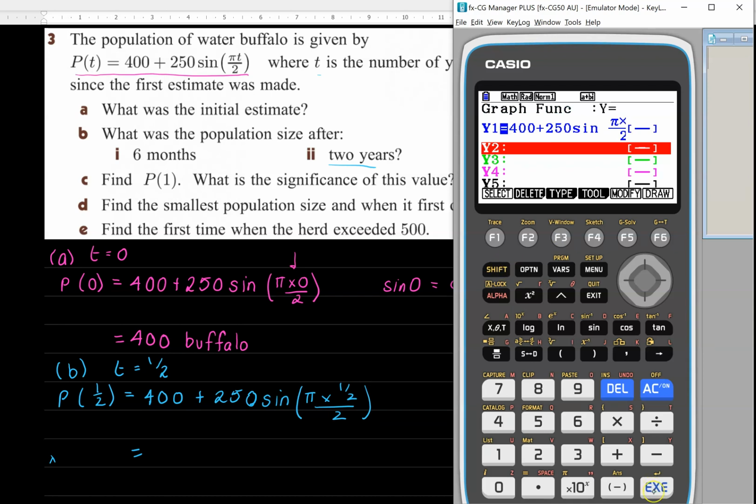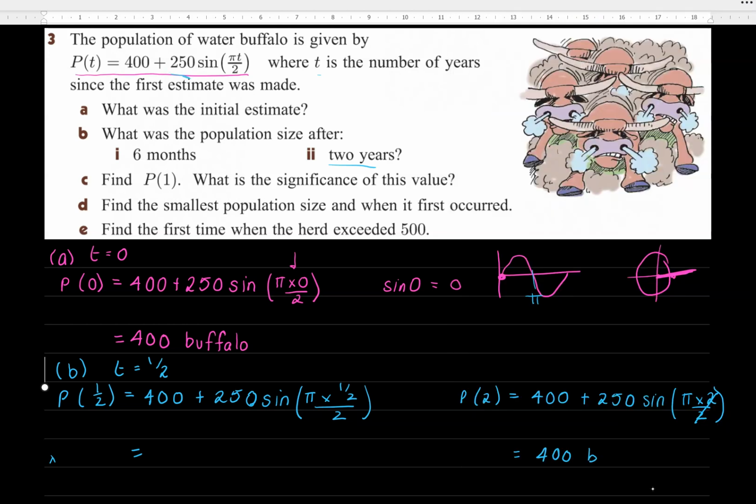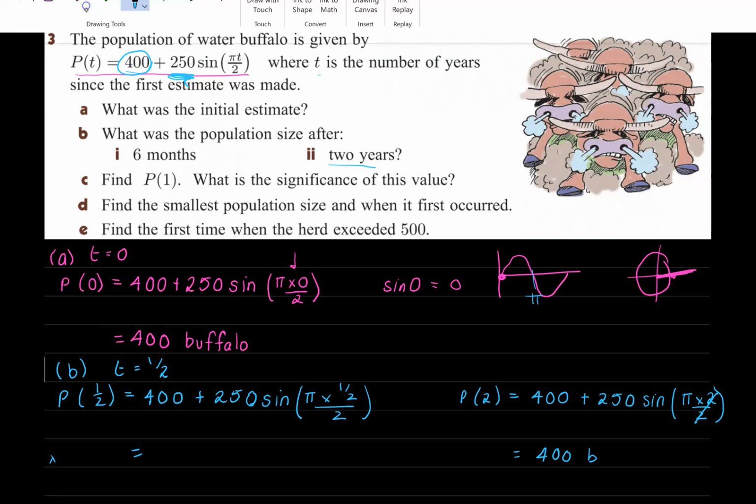Okay, but how far will it go? You can see clearly my maximum, because it's 250, that means it's going to go from 250 to minus 250, and then I'm adding 400. So I know my maximum is already 650. How long is it going to take to complete one cycle?